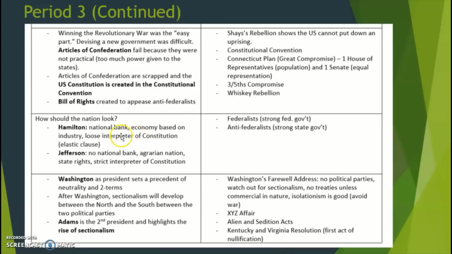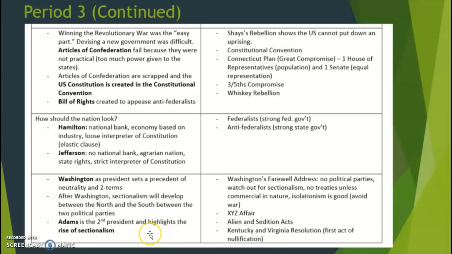Well, you have the Federalists, who are Hamilton types, who prefer a national bank, an economy based on industry, favoring more the north and city urban areas, and a loose interpreter of the Constitution. In contrast, Jefferson wants a country based on agriculture. He's a strict interpreter of the Constitution. If it's not stated in the Constitution, it is not constitutional from his point of view. He's favoring states' rights, no national bank. And so, again, this very much encapsulates the two main factions that are going to rise up early on in our country's history.